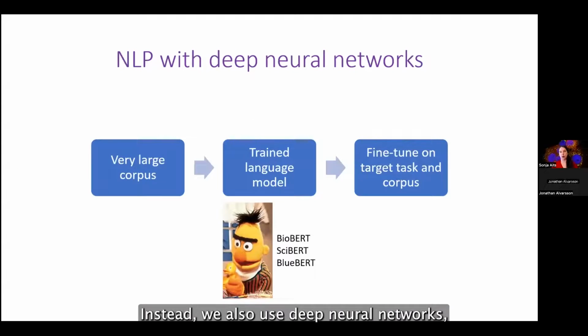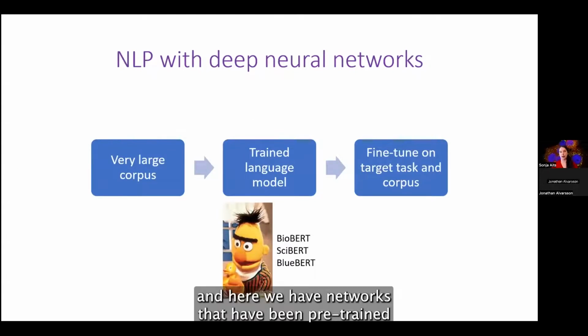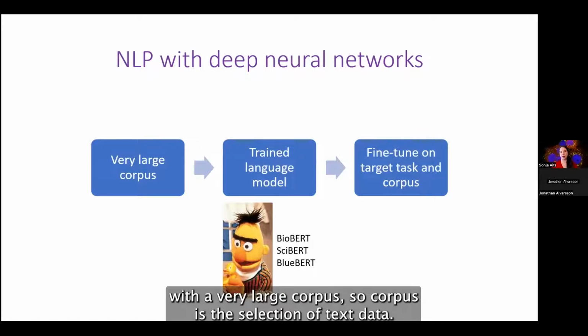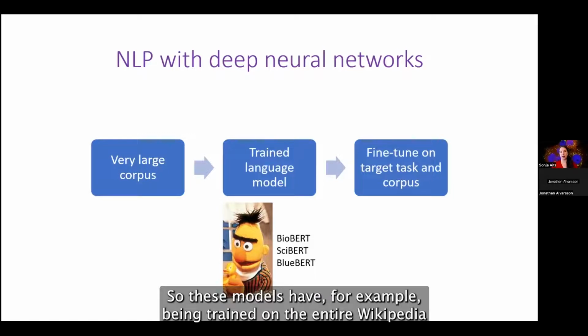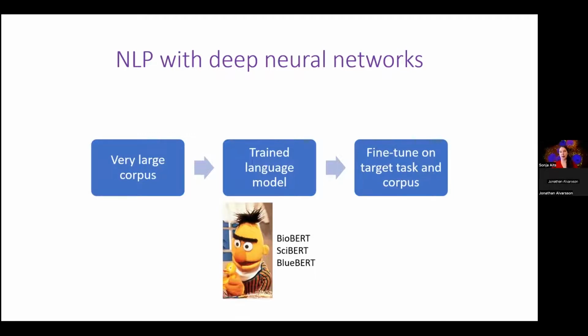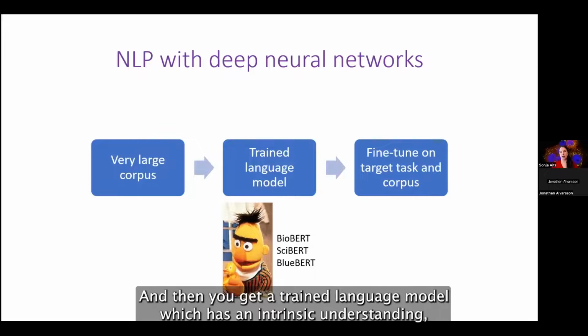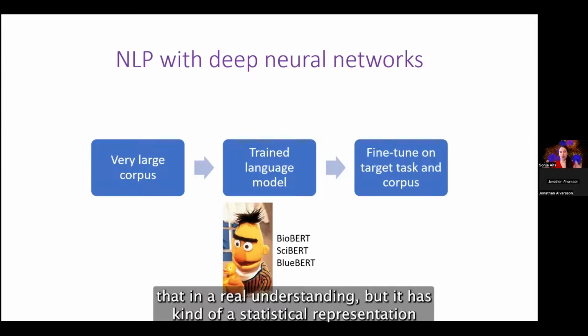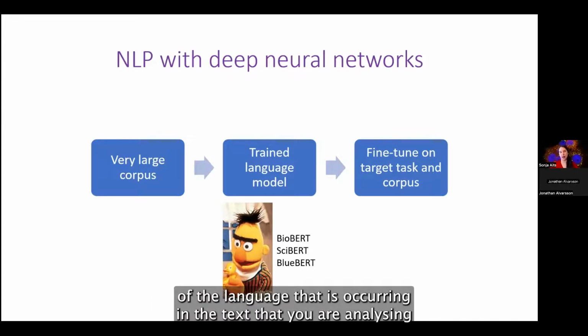Instead, we also use deep neural networks, and here we have networks that have been pre-trained with a very large corpus. A corpus is a selection of text data. These models have, for example, been trained on the entire Wikipedia or the entire PubMed. And then you get a trained language model, which has an intrinsic understanding. I don't mean that as a real understanding, but it has a statistical representation of the language that is occurring in the text that you're analyzing.